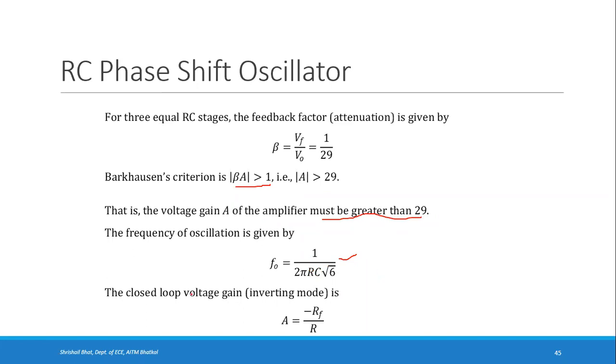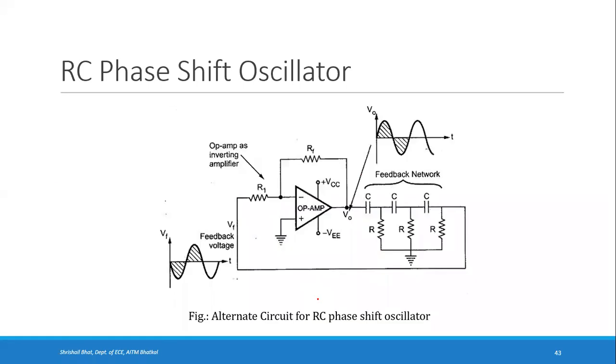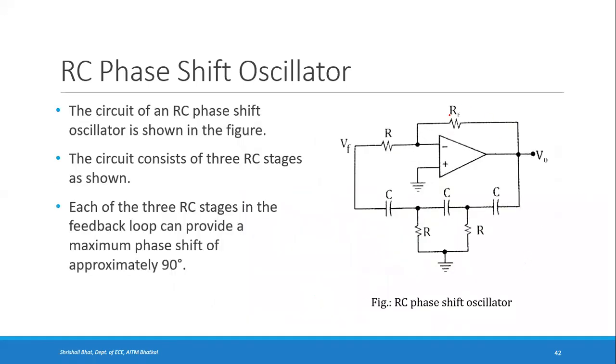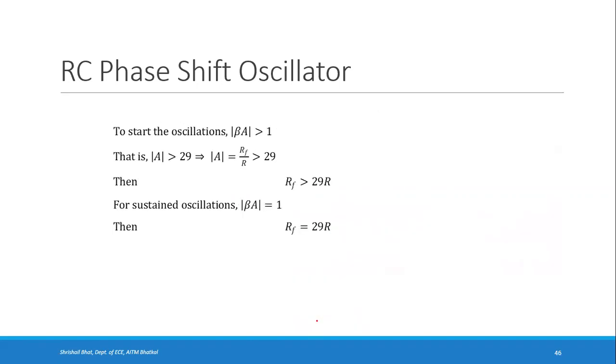Then we know the closed loop voltage gain in an inverting amplifier. The voltage gain of an inverting amplifier is minus RF by R1, right? We have studied in op-amps. Since it is inverting amplifier, the gain is minus RF by R1. Here in place of R1, we have this R, right? So it is minus RF by R. Gain is minus RF by R.